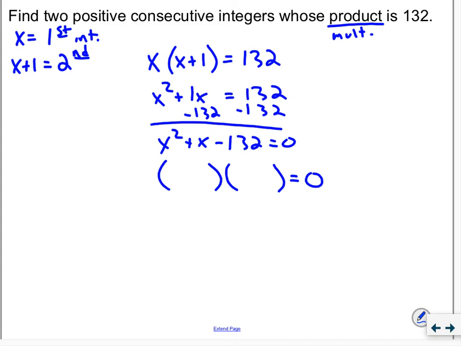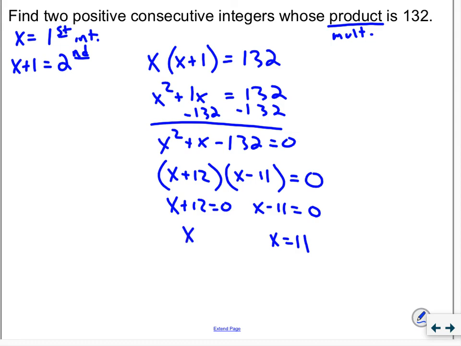So that means the numbers are, well, they're consecutive integers, right? So how about things like 10 times 11? No, that's not it. How about 11 times 12? Yeah, that works. So how about x plus 12 and x minus 11? We set our two factors equal to 0. One of our answers is x equals 11. The other answer is x equals negative 12.